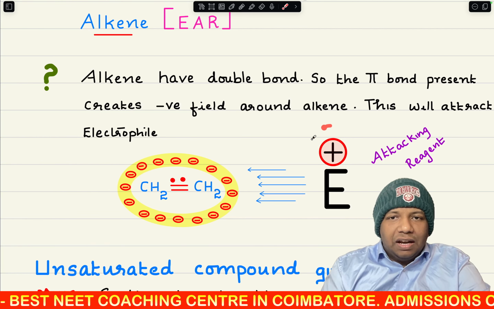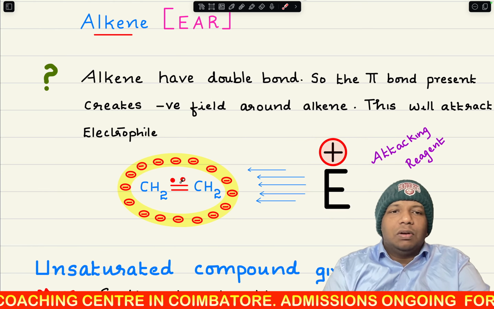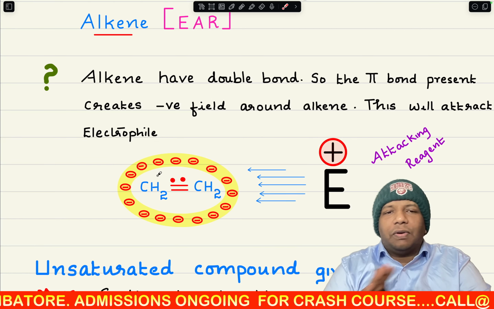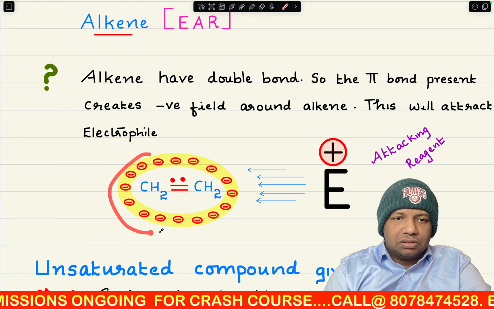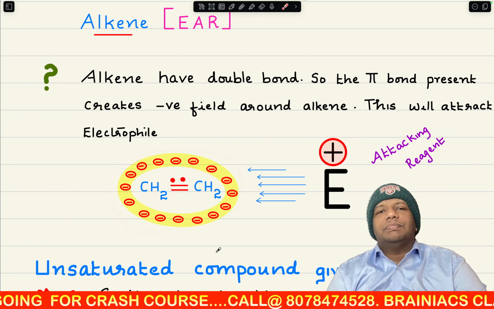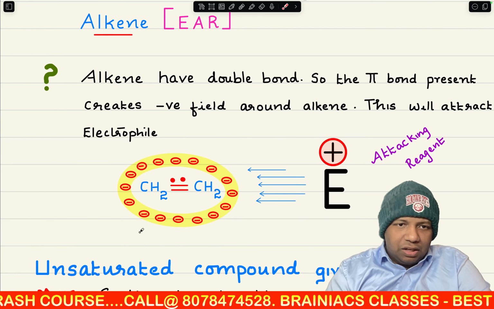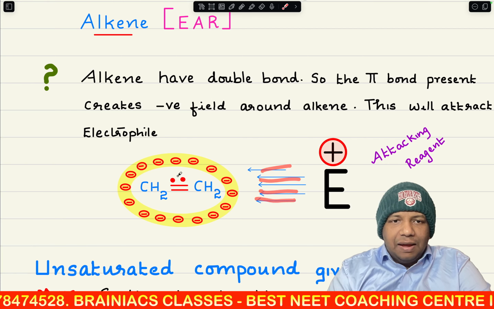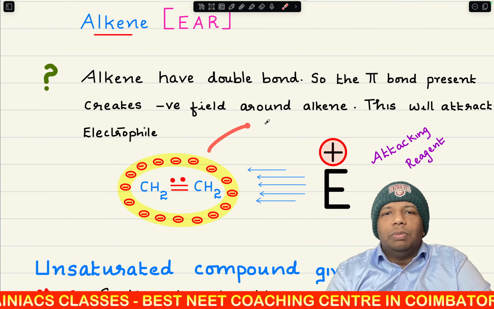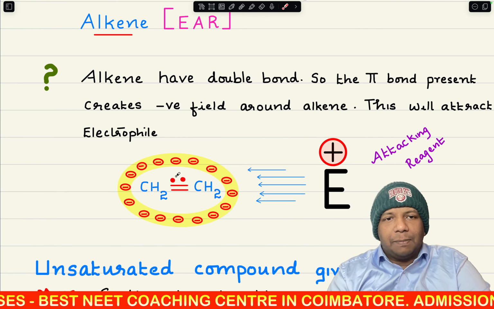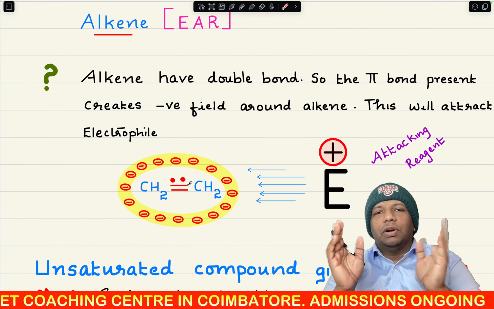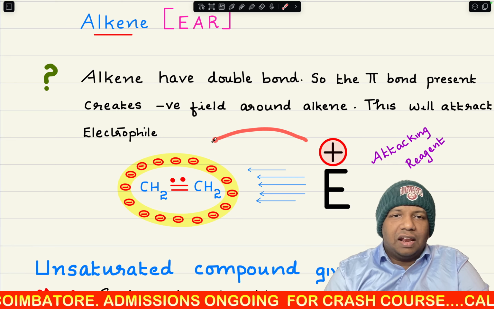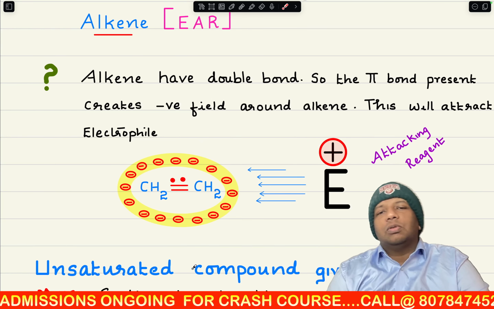Why will the electrophile approach near to that? Because of the pi electrons. If you have a pi bond in a compound, fundamentally it will have a negative charge surrounding it. Because of that negative field around it, the electrophile will try to come near the pi electrons. Why? Because there is a Coulombic force of attraction. The positive charge here and the pi electrons have negative charge, and we know that F equals 1 by 4 pi epsilon 0 Q1 Q2 by R square. So there is a great tendency of the electrophile coming near to the pi bond.